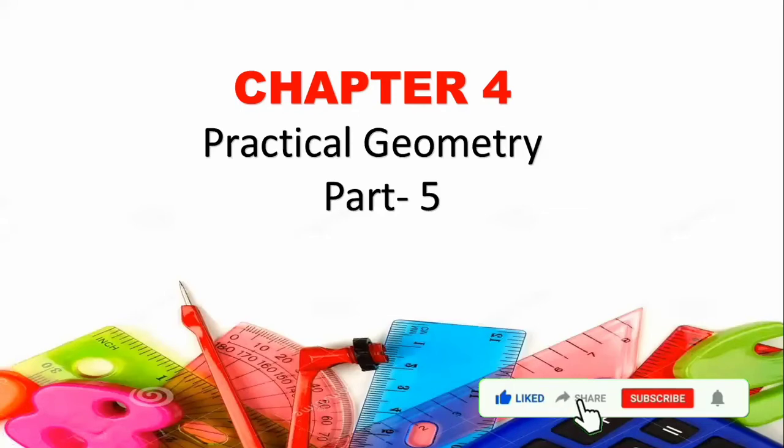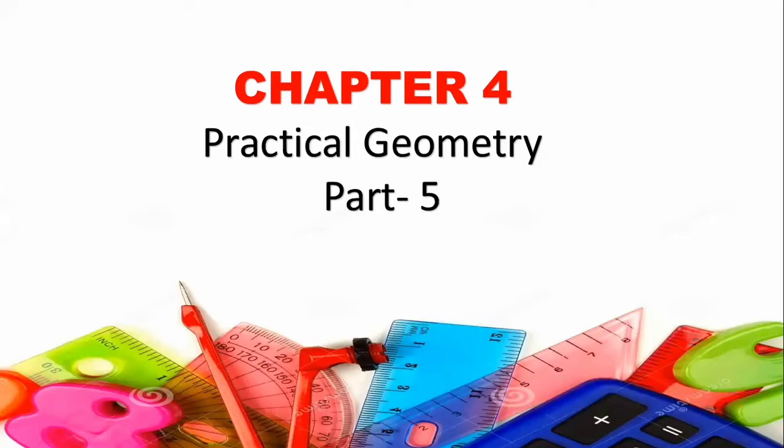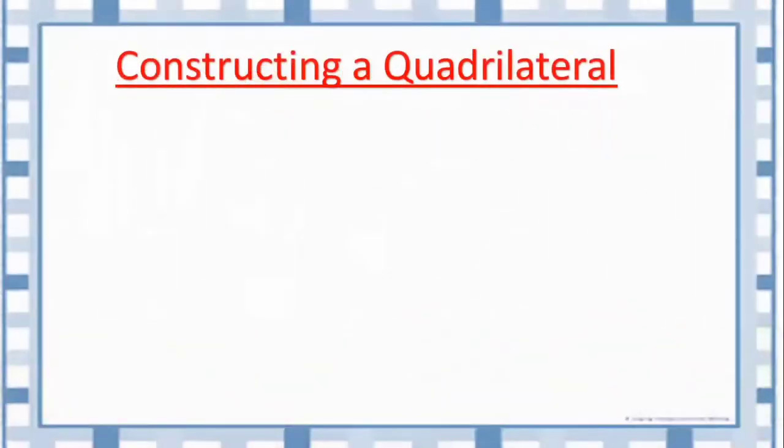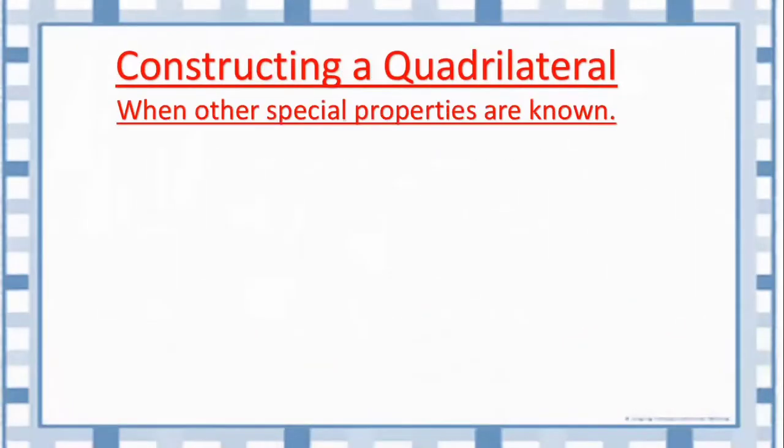Today we continue our lesson Practical Geometry Part 5. In the previous class we discussed how to construct a quadrilateral when 3 sides and 2 included angles are given. Today we will study how to construct a quadrilateral when other special properties are known. We can do a few questions from textbook exercise 4.5.